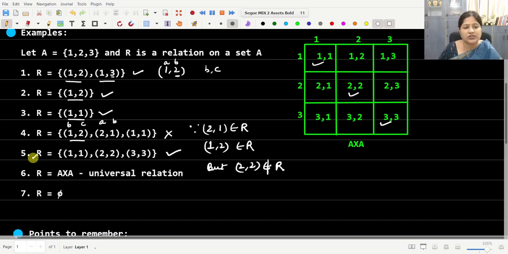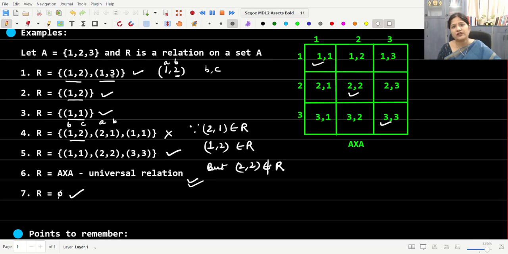Now for the universal relation, this is A cross A. In A cross A, we see that all the diagonal pairs as well as the non-diagonal pairs are present. So all the transitive pairs are present for each pair, right? For (1,2) and (2,3), (1,3) is there. So all the ordered pairs are present, and yes, this relation is a transitive relation. For R equal to the null set, we do not have any ordered pair to check for the transitivity, so there is no ordered pair for which the transitivity fails. So we will say that yes, it is a transitive relation.